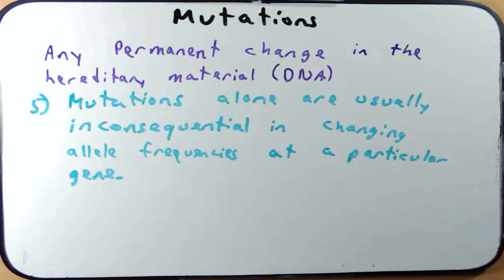Now, if you combine a mutation with something like natural selection or gene flow or genetic drift, then the mutations become really important in driving evolution. But a mutation occurring by itself in a vacuum, so to speak, will usually have no effect in regards to evolution. It may affect the individual, but alone it will not affect evolution.